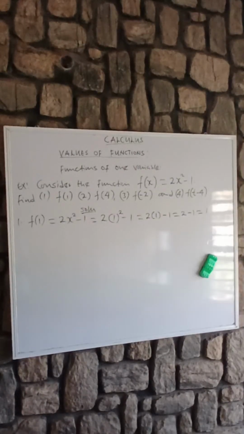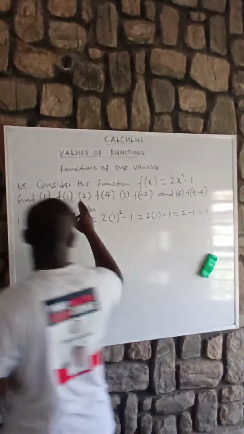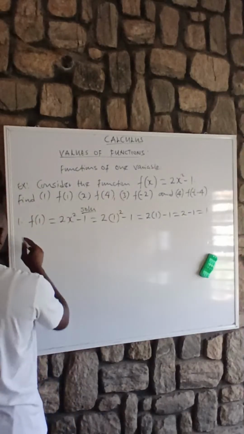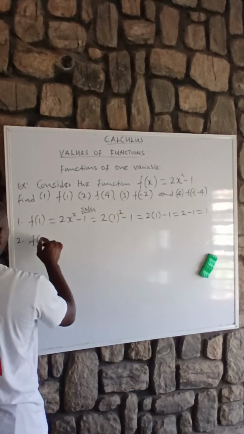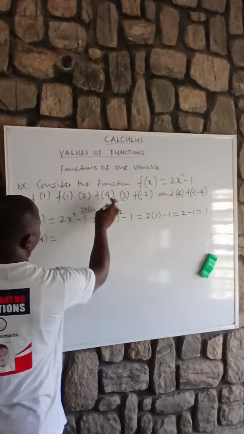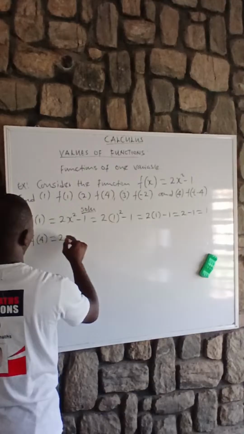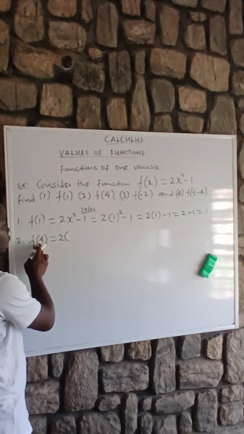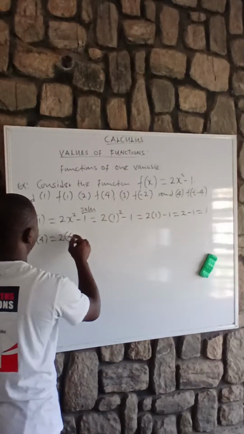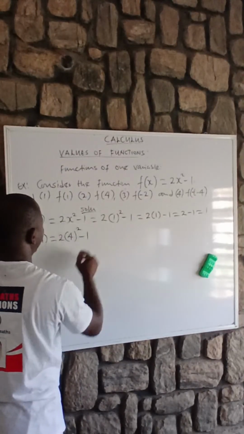Do you agree with me, right? Okay. So let's proceed further to consider the other example. Okay, now let us proceed further to consider this 2. f of 4 is equal to 2 open brackets. Since our x here is 4, so here which is 4 all in square minus 1, right?